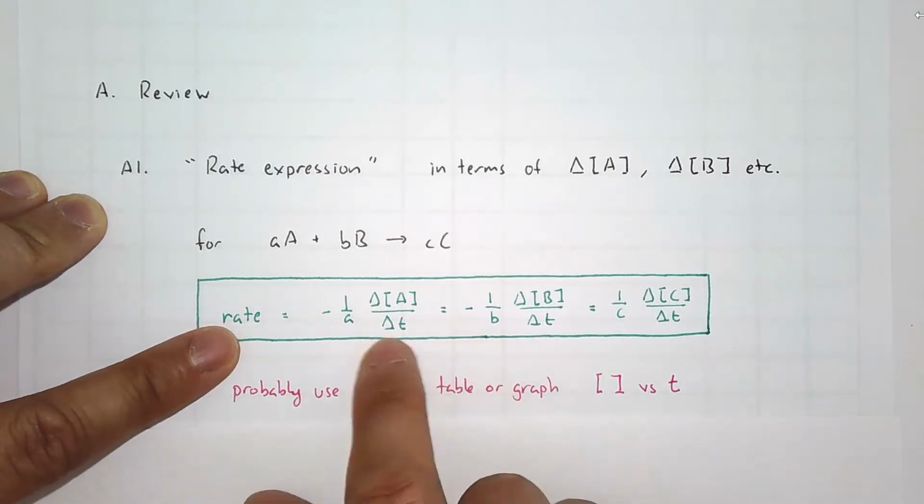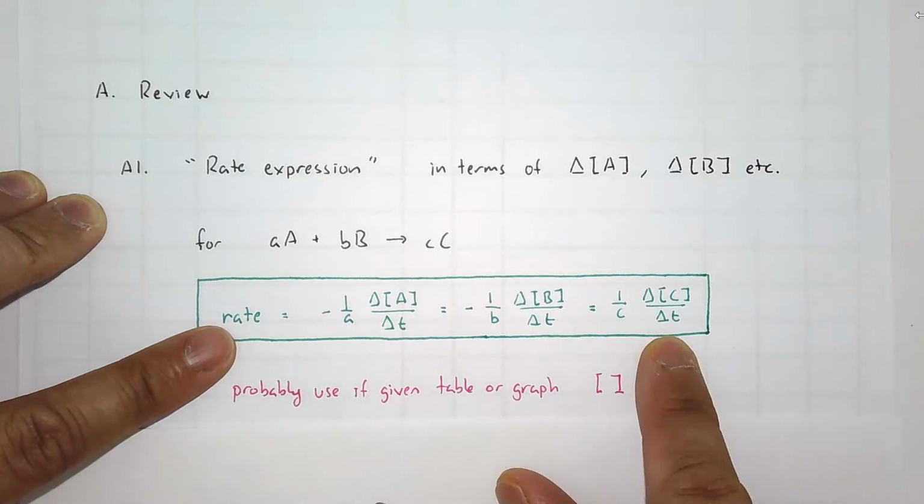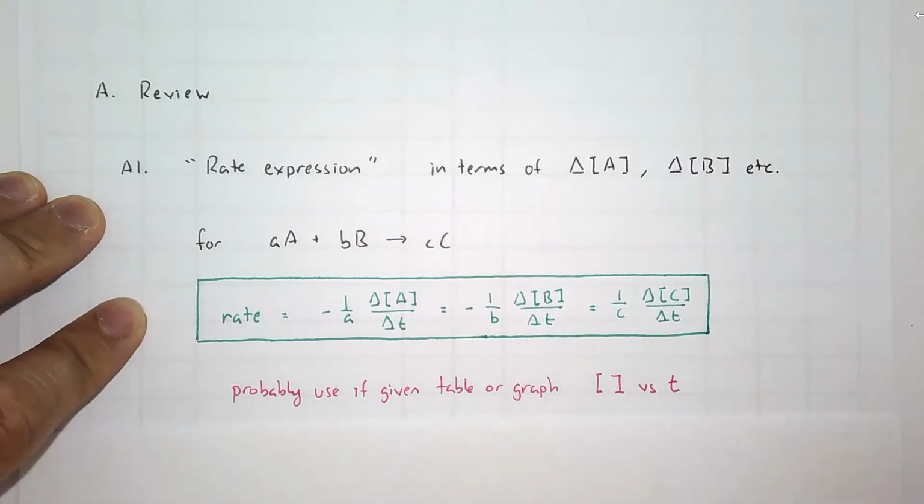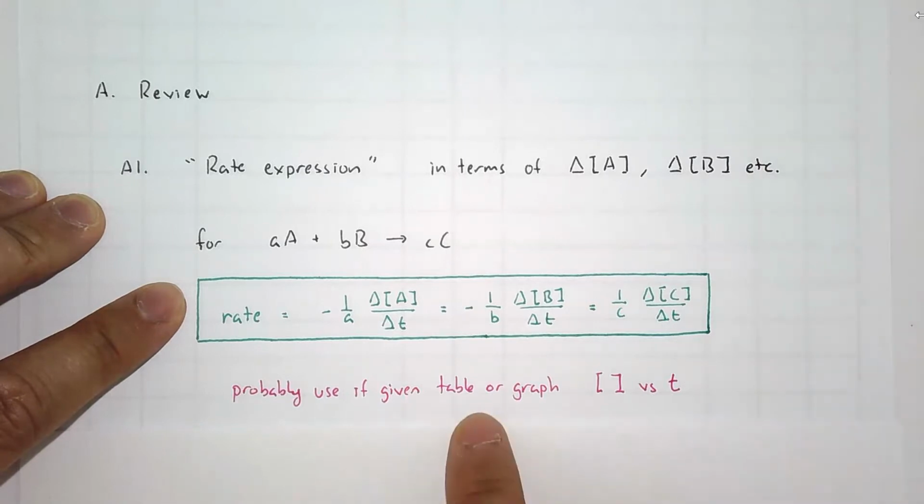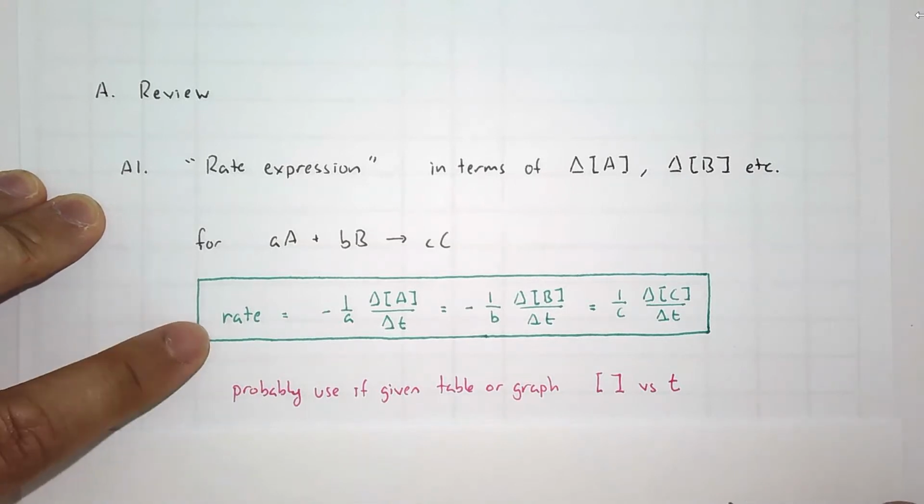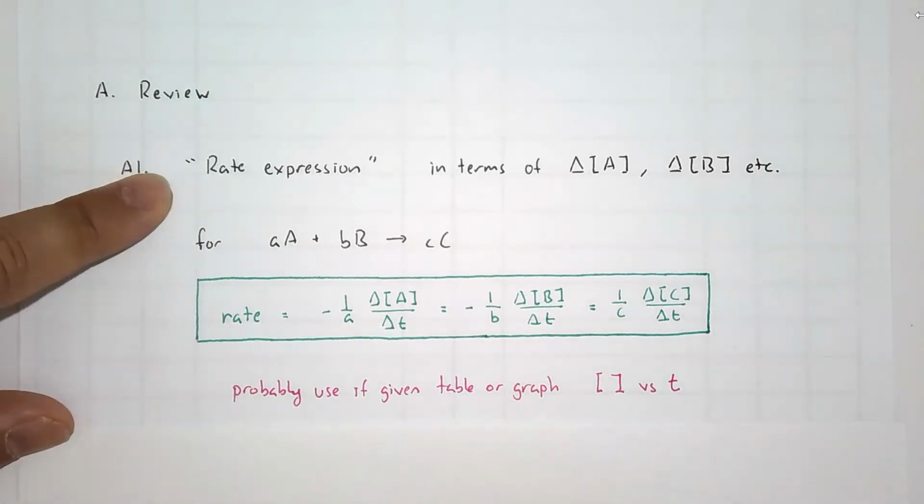And you could express it in terms of either the reactants or the product. You're going to want to use this equation if you're given a table or graph with concentrations and time, and the question asks for what is the rate. That's rate expression.